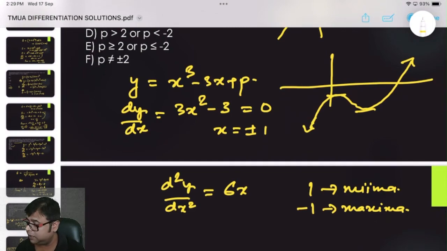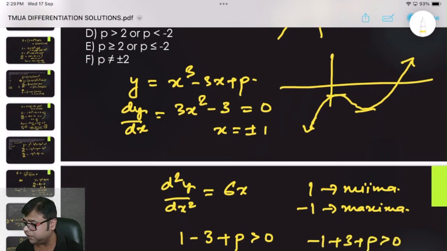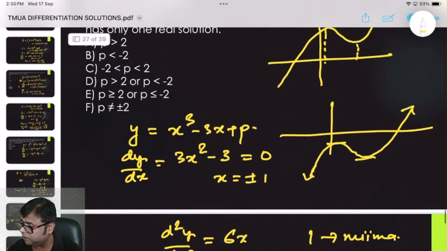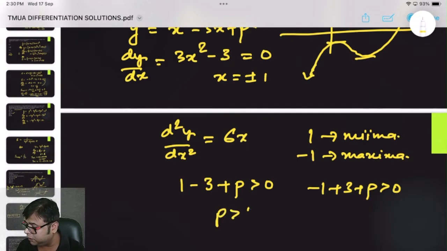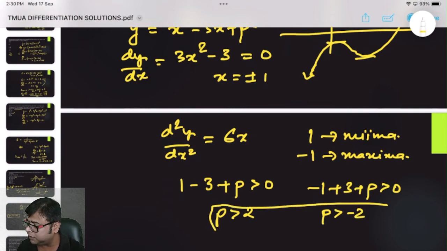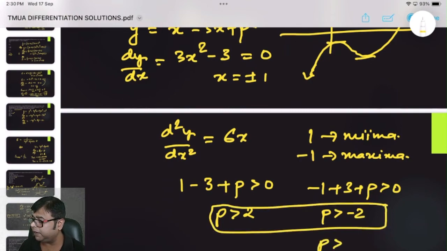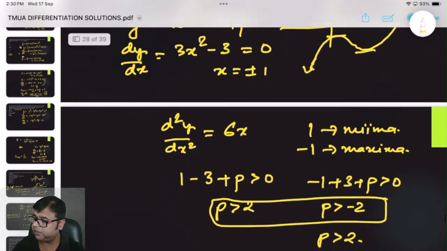So this is what I have got. But I know two cases. First case is at 1 and minus 1, both the values should be positive. So if I put 1, I will be getting 1 minus 3 plus p should be positive. And if I put minus 1, minus 1 plus 3 plus p should also be positive. First case, this first graph, minimum and the maximum value both should be positive. So I'll get p greater than 2 and here I'll get p greater than minus 2. Now if I take intersection of these two, I get p greater than 2. So this is the first condition.